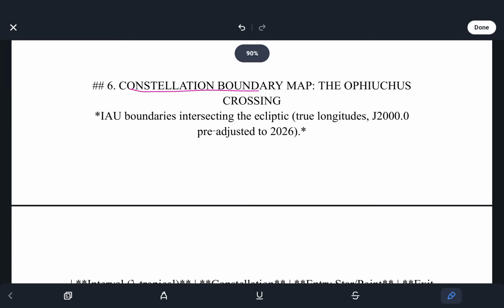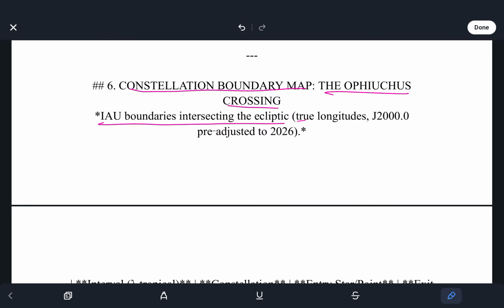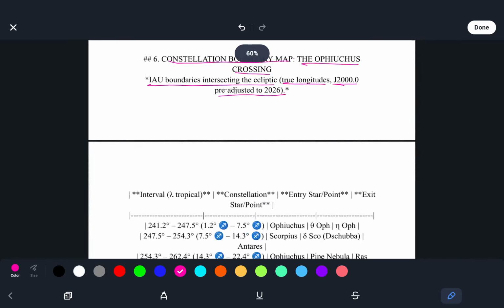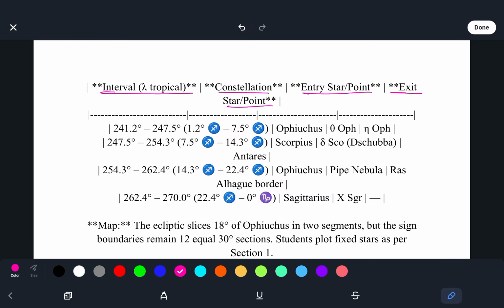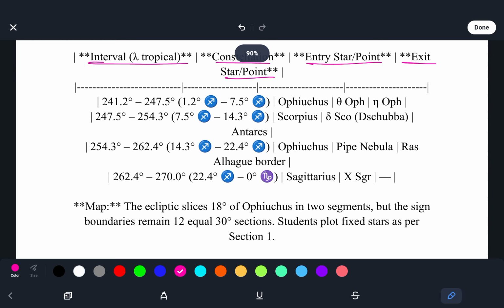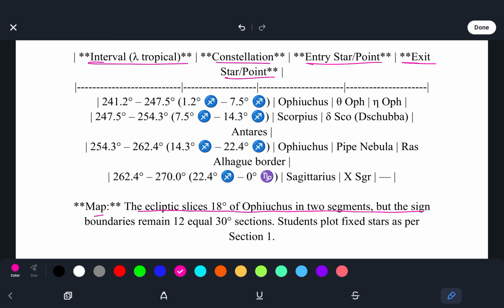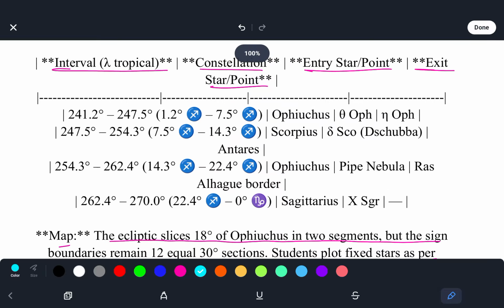All right, constellation boundary map, the Ophiuchus crossing. IAU boundaries intersecting the ecliptic, true longitudes, J2000.0, precessed to 2026. So interval, tropical, constellation, entry star point, exit star point. These are some examples here, and we say map: the ecliptic slice is 18 degrees of Ophiuchus and 2 segments, but the sign boundaries remain 12 equal 30-degree sections. Students plot fixed stars as per section 1.